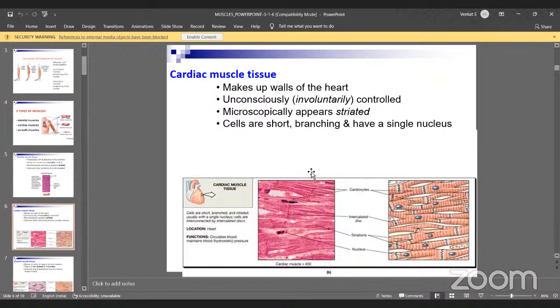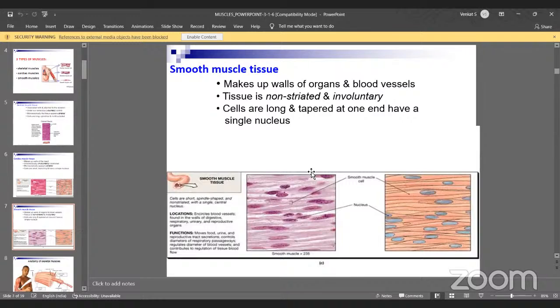The next one, the smooth muscles and their structures and functions. Smooth muscles make up the walls of organs and blood vessels, and the tissue is non-striated and involuntary. This type of smooth muscle is functionally involuntary and non-striated. The cells are long, tapered at the ends, and have a single nucleus. See, this is the location and functions of smooth muscle tissues.